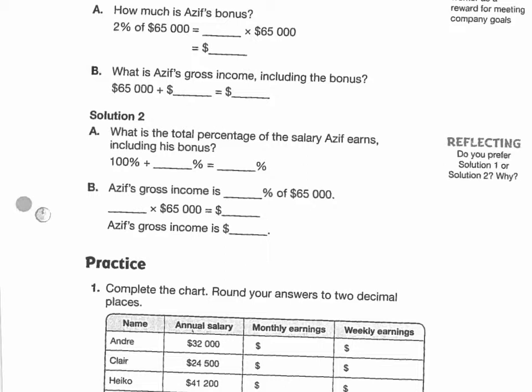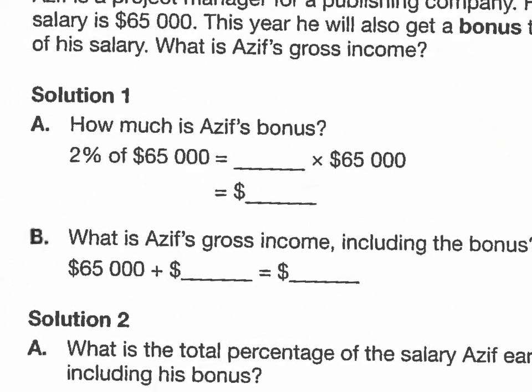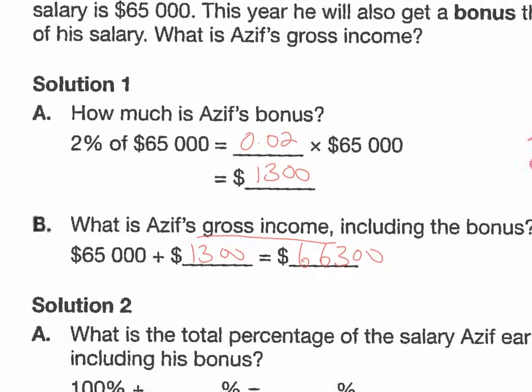So 2%, remember, 2% is the same thing as 2 divided by 100, 2 per 100, and that gets you 0.02. So let me zoom in a little bit here, and we will get 0.02 times 65,000. On your calculator, you should get that his bonus is $1,300. Pretty sweet. So remember, we need to calculate the gross income, which is everything added together. So 65,000 plus 1,300, and you will get 66,300.